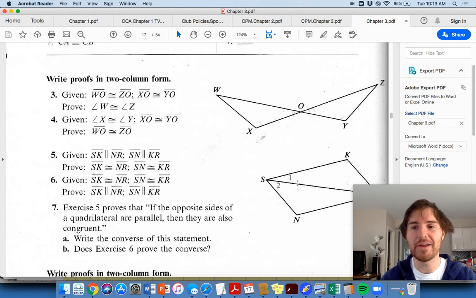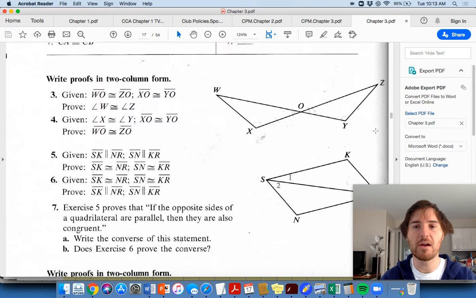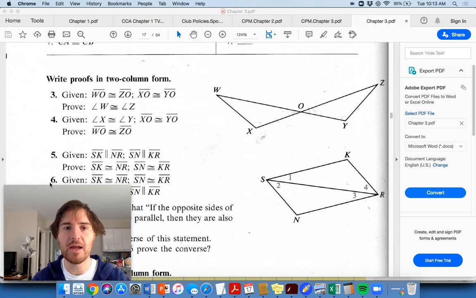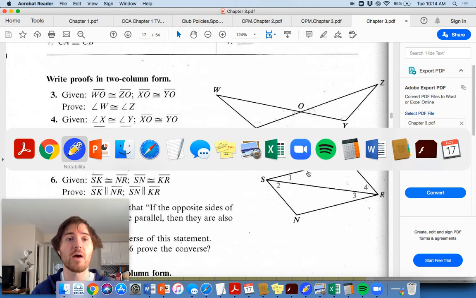For this, I'm probably going to draw the diagram. I always draw my diagram out first. You're welcome to start however you want, but my diagram gets me thinking about things I might end up talking about. We have a bunch of angles here. We have some sides. This triangle will probably prove congruent to that triangle, so we've got to think about how we're going to do that.